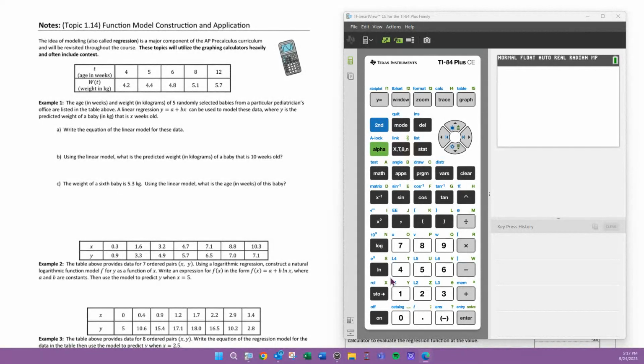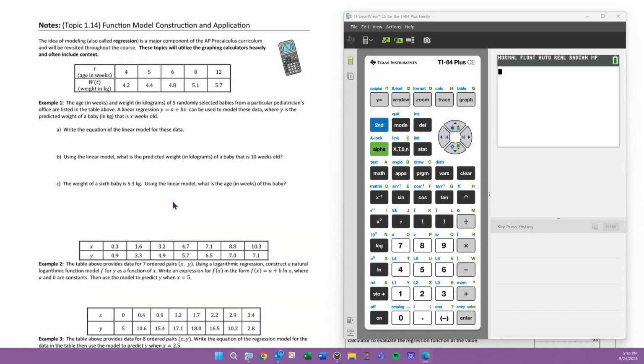Hey guys, for topic 1.14, it is a calculator heavy topic, so we're going to need to be able to navigate your TI calculator. What we're going to want to do here is make sure that we have the idea of modeling, which is also sometimes called creating regressions, and be able to apply those regressions or models to the different types of functions that we have studied so far. So we're going to jump right into it.